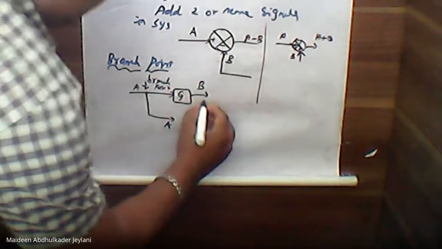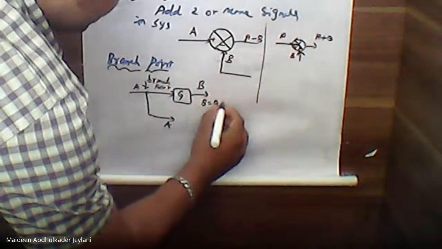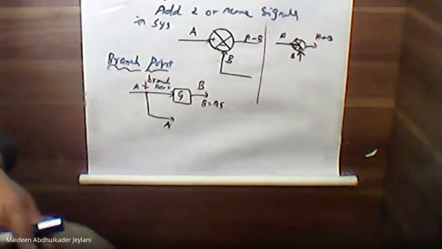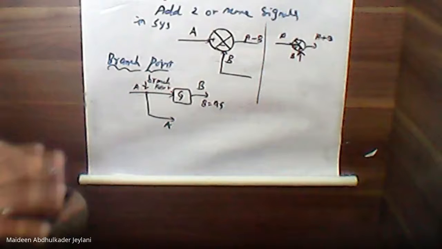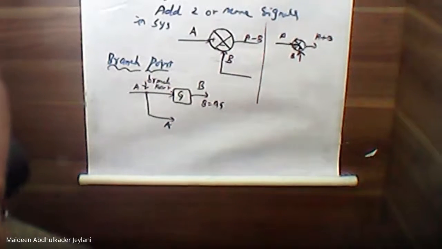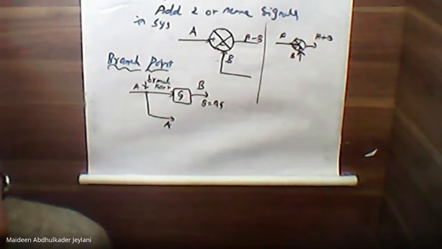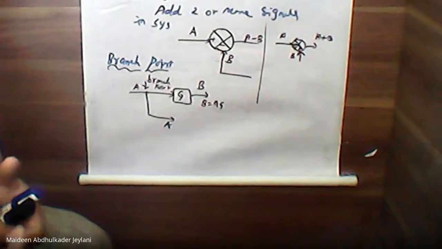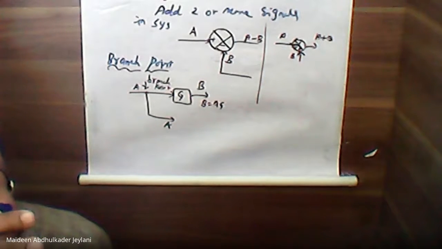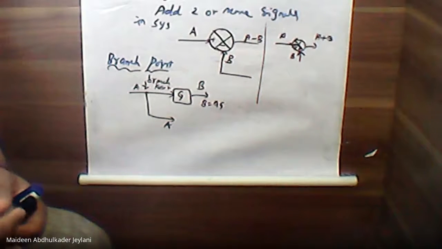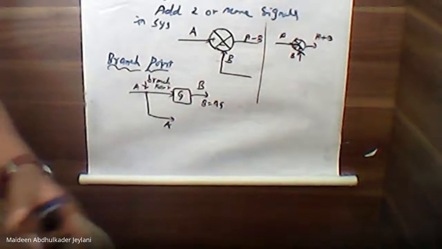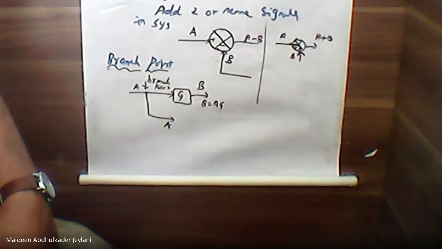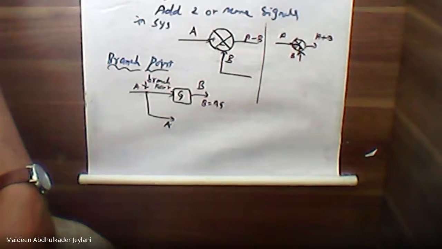What's our output here? B equal to AG. So these are the elements of a block diagram: summing point, branch point, and blocks. The block is the diagrammatical representation of a system, the summing point is the addition of more than one signal, and the branch point is the same signal given to more than one system. That we call a branch point.